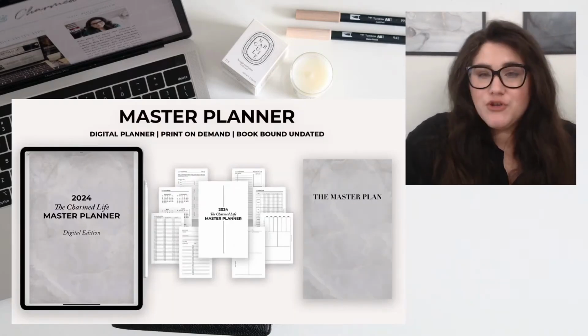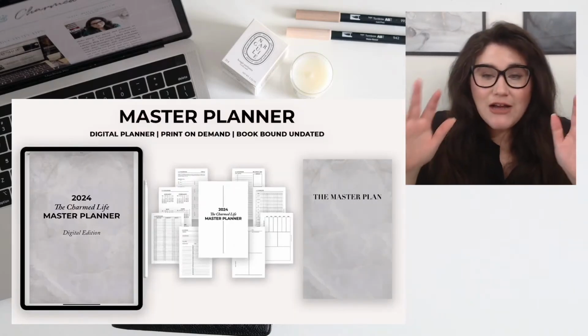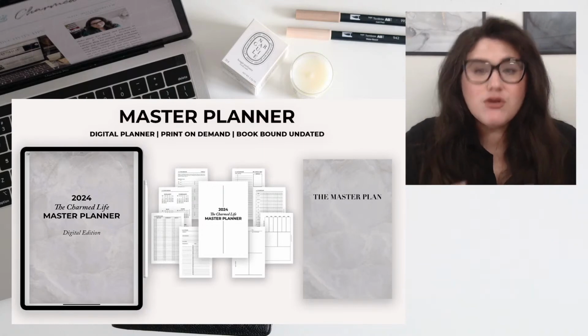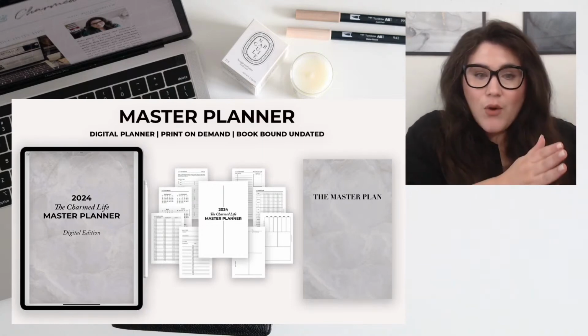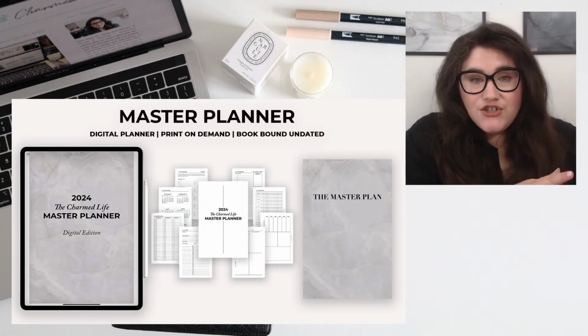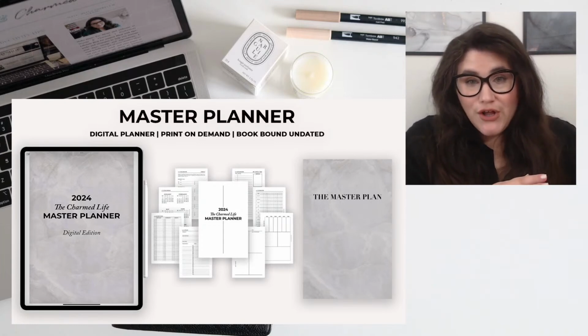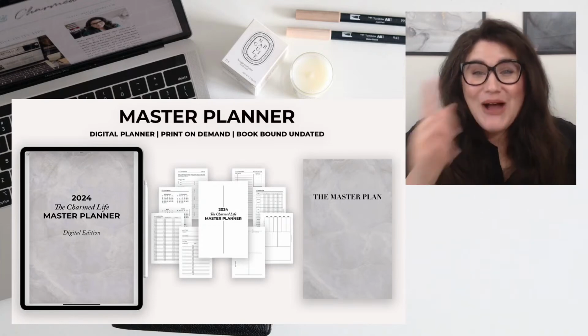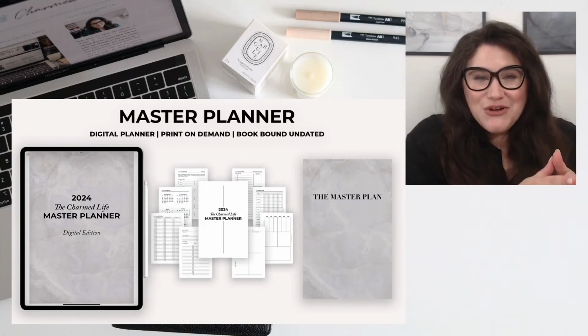Okay, so the master planner. What are all the available options? There are actually 3 total available options for the master planner. Number 1, the first one we're going to go through today is the digital edition. That's the newbie. She's the new girl on the block, okay? She's the new girl in the squad. So the digital master planner is the first way you can get the master planner.